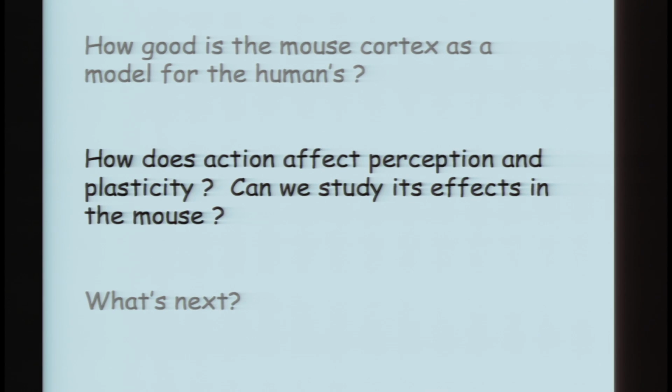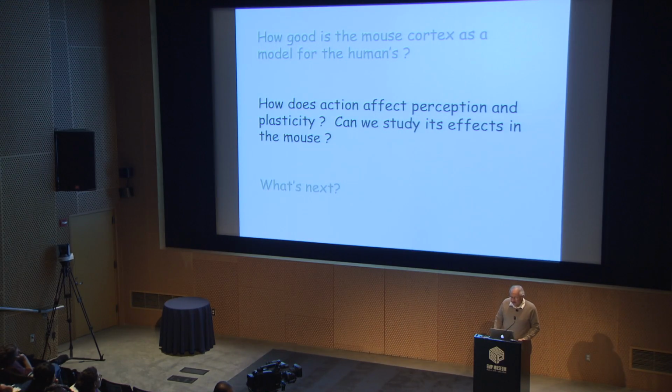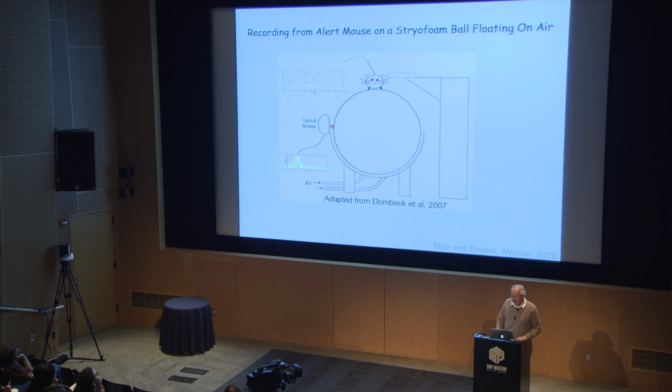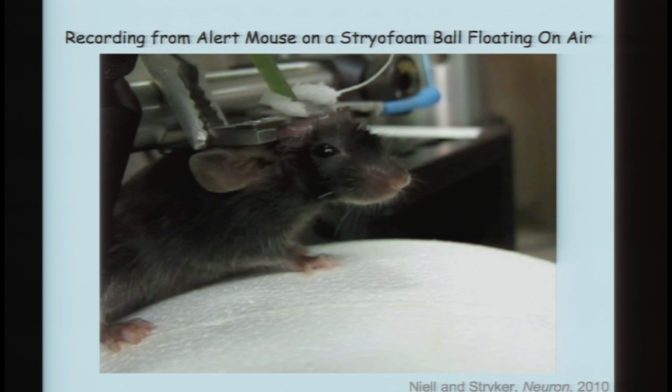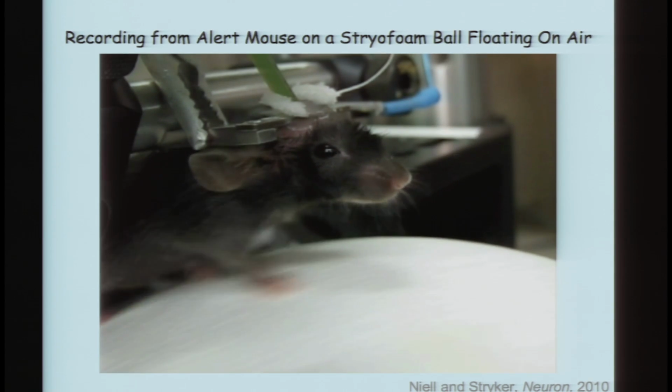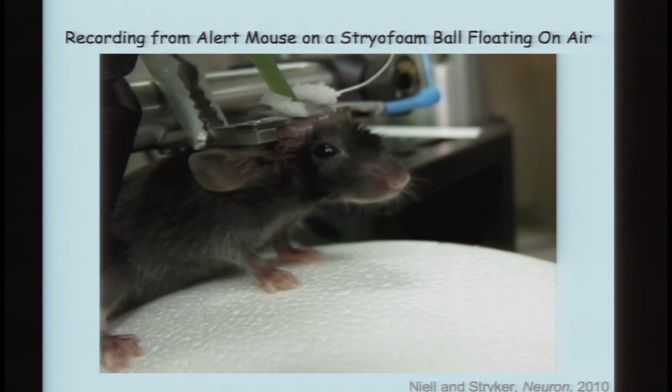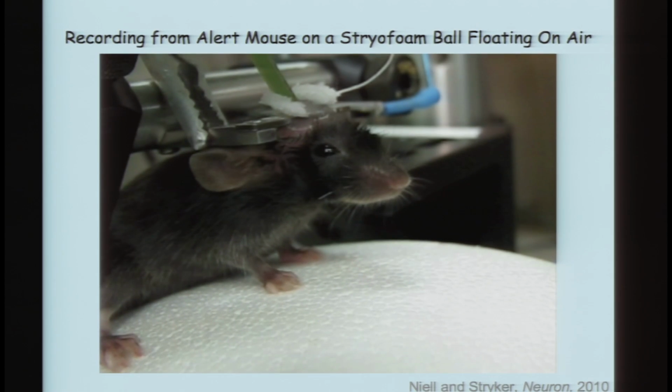So now what I want to address is, how does action, how does doing things affect perception and plasticity? And can we study these effects in the mouse? We've studied this by making recordings from a mouse on a styrofoam ball that floats on air, a preparation that was devised in David Tank's lab and that they used to study the hippocampus to great advantage. And you can look at a mouse. As far as the mouse is concerned, he's walking on an infinite flat surface, and he can walk as much in any direction as he wants, and they're quite comfortable doing this.